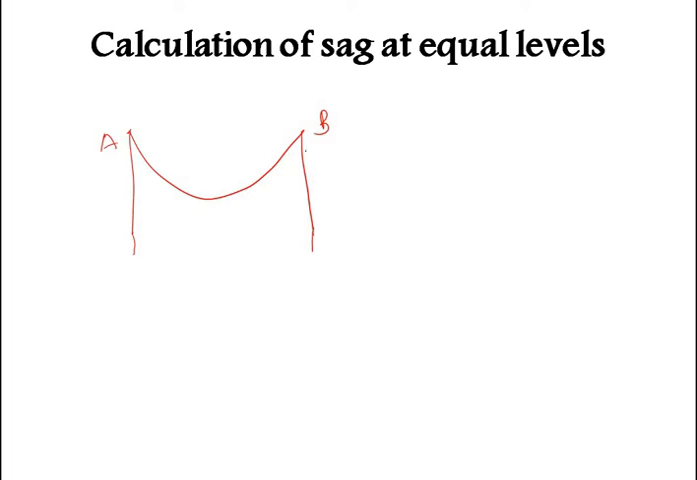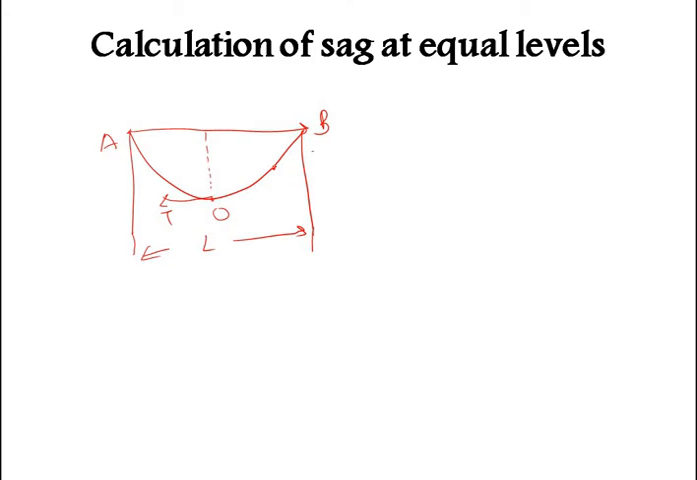This is tower A and this is tower B. This is the conductor between the two towers, and this is the span, and we can say that the distance between A and B is L. Now this is the midpoint, that is O, and this is nothing but the sag. T is the tension in the conductor.